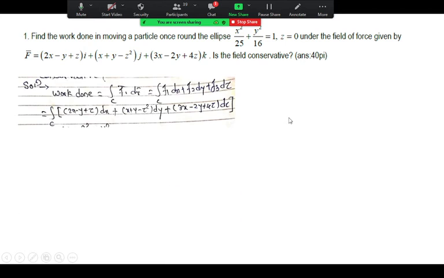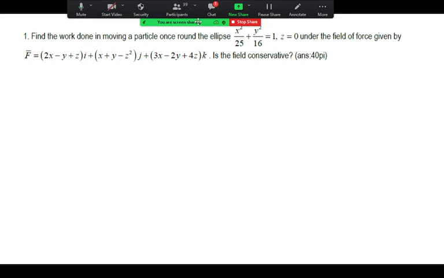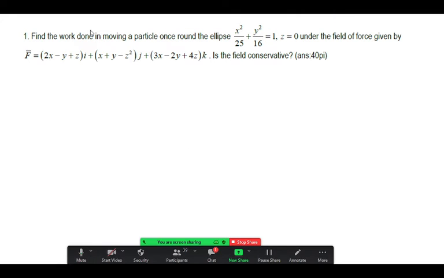So you'll observe the question: find the work done in moving a particle once around the ellipse. So there is one rotation on the ellipse. This is the equation of the curve we are given. Z equal to 0 indicates our curve is in the xy plane. Under the force F bar, the vector force given, the second question is whether it is a conservative field. So step number 1, we should find the work done.